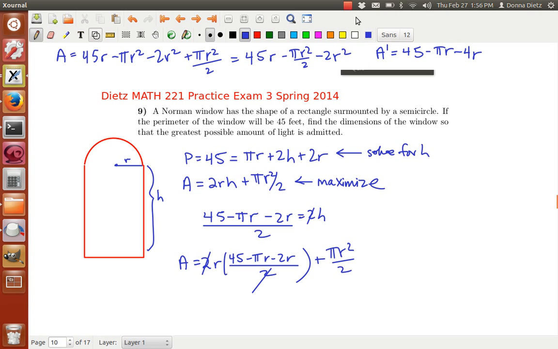Alrighty. Right, back to what we were doing. So I'm going to set this guy equal to 0 and solve for r. So I'm going to put everything with an r on the other side. Then I'm going to factor.